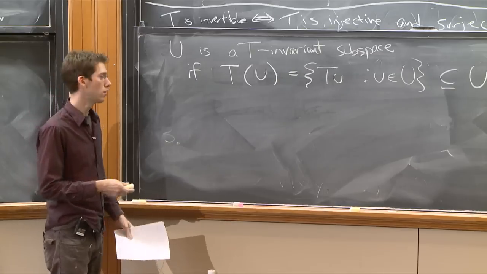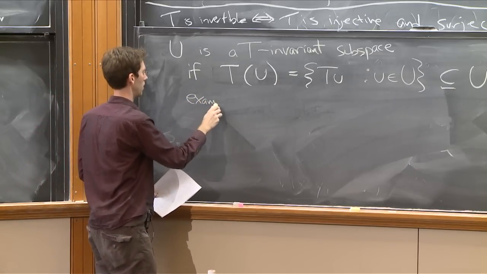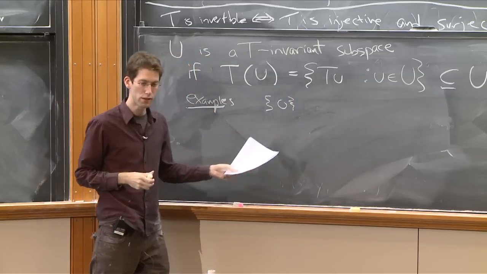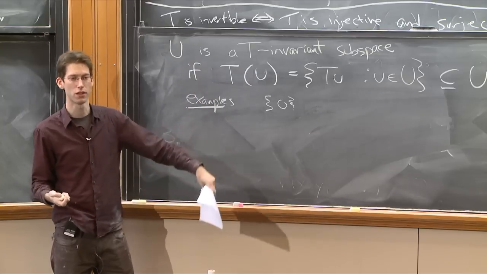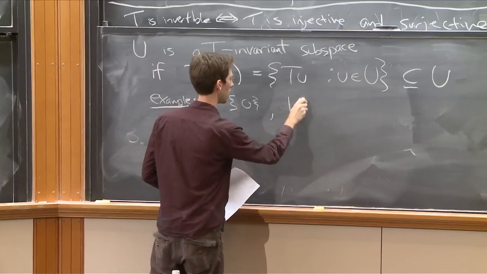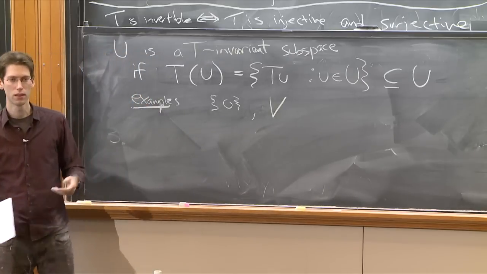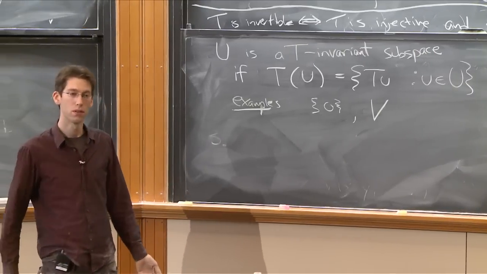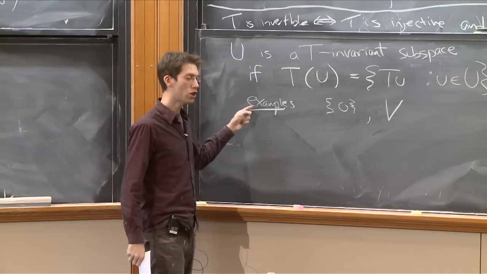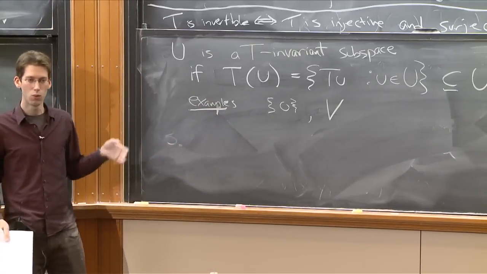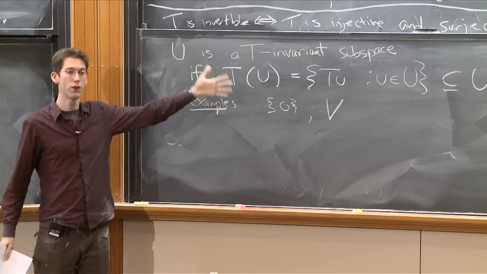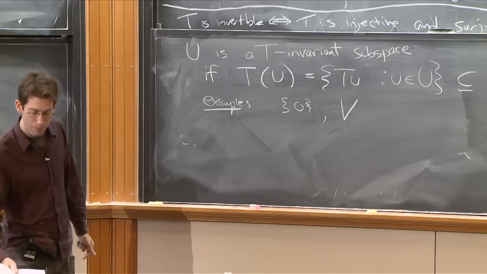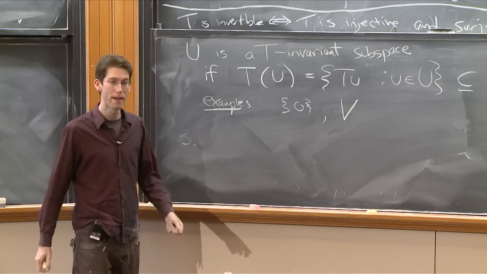So some examples that always work. The zero subspace is invariant. T always maps it to itself. And the entire space, V. T is a linear operator on V, so by definition, it maps V to itself. These are called trivial examples. And usually when people talk about non-trivial invariant subspaces, they mean not one of these two. The particular type that we'll be interested in are one-dimensional ones.